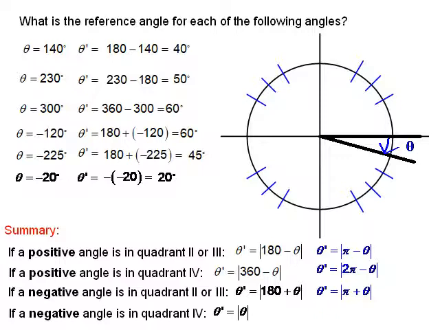A positive angle in quadrant 4 in radians, then our reference angle equals 2 pi minus theta. If we have a negative angle in quadrant 2 or 3, our reference angle is going to be pi plus theta, absolute value of that. And if our negative angle is in quadrant 4, our reference angle again is just going to be the absolute value.